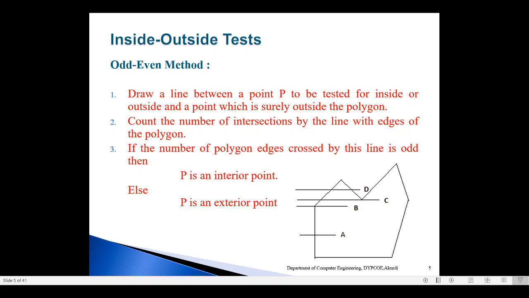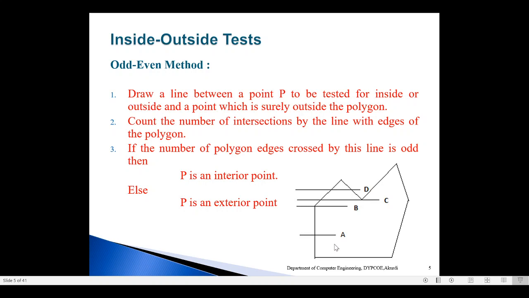Then the next step is we need to count the number of intersections. If the number of intersections is odd, then the point is inside the polygon. If the number of intersections is even, then the point is outside the polygon. So it is a simple test. From the number of intersections we can decide whether the point is inside or outside.